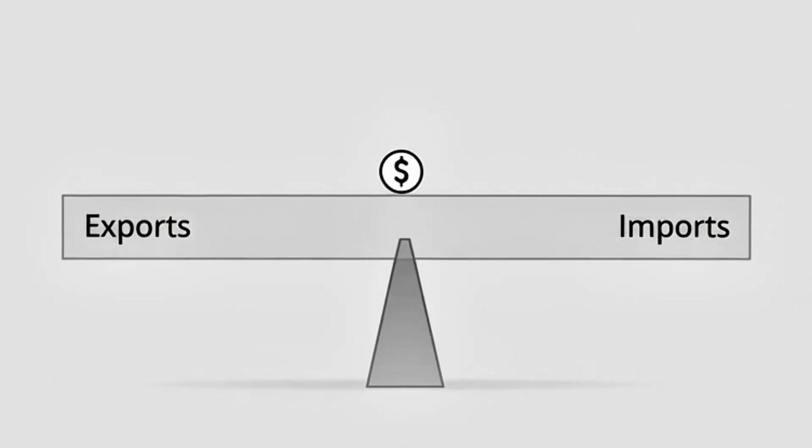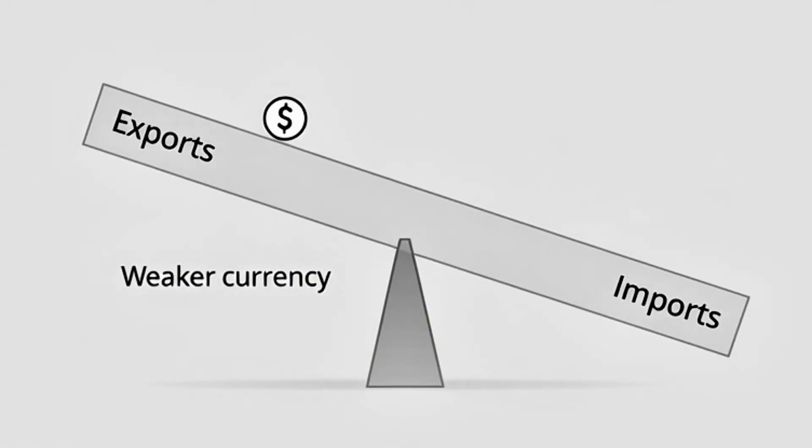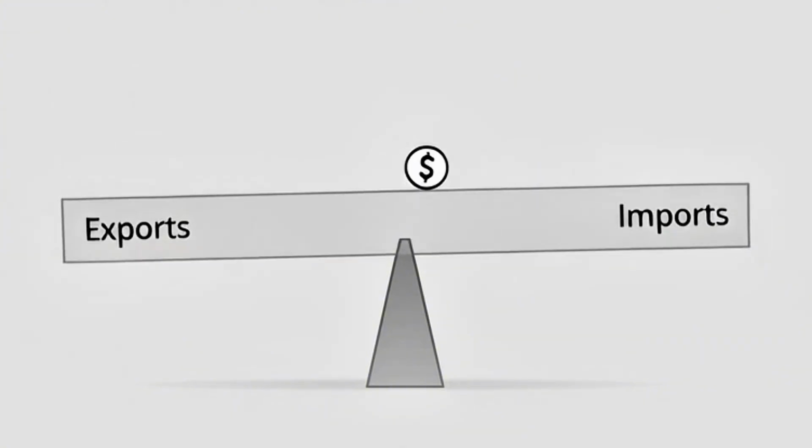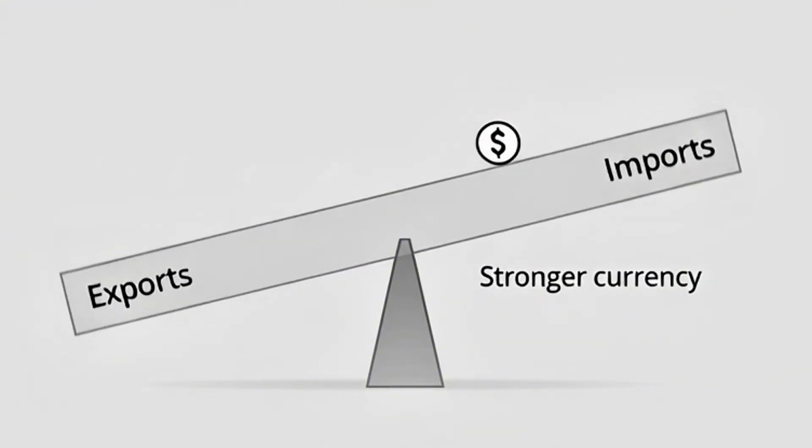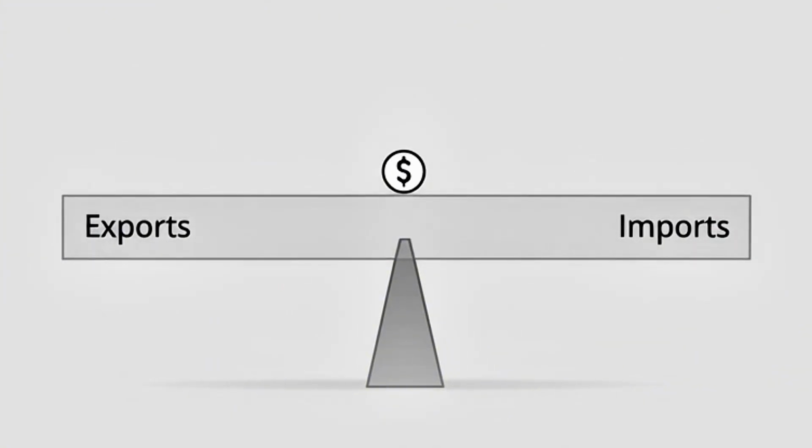The trade balance is the difference between exports and imports. A weaker currency usually improves the trade balance by increasing exports and reducing imports. A stronger currency may worsen the trade balance by doing the opposite.